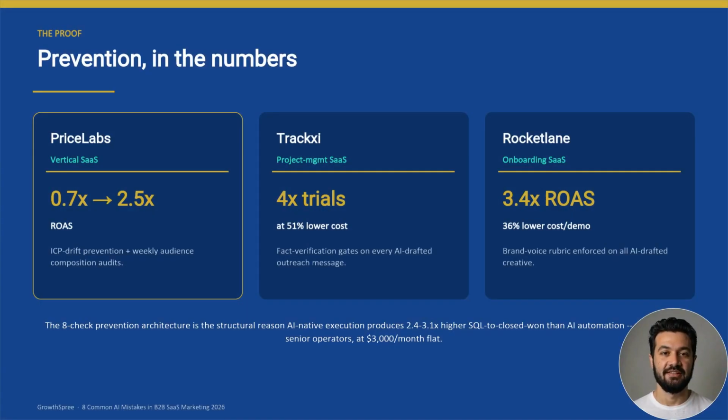Here's prevention in the numbers. Pricelabs: ICP drift prevention took ROAS from 0.7 to 2.5 times. Trackcheck: fact verification gates, 4 times the trials at 51% lower cost. Rocketlane: a brand voice rubric, 3.4 times ROAS. Same architecture, up to 3 times higher closed won than automation.